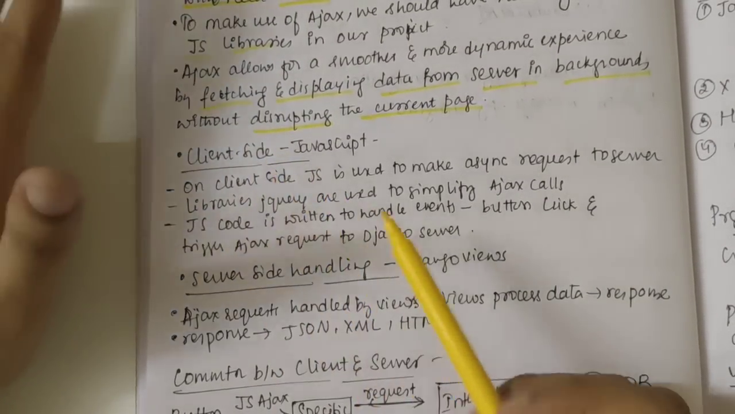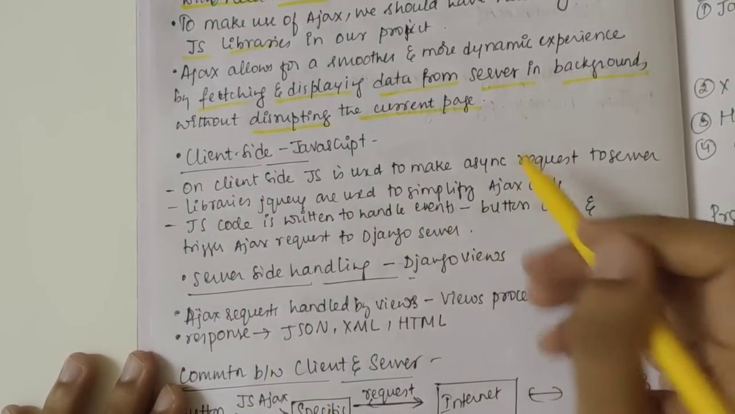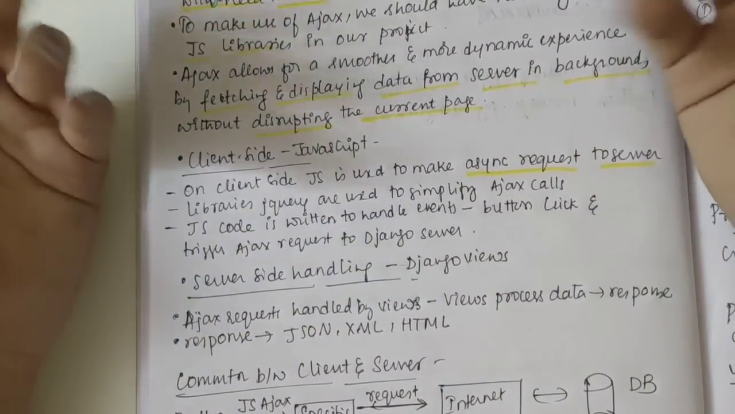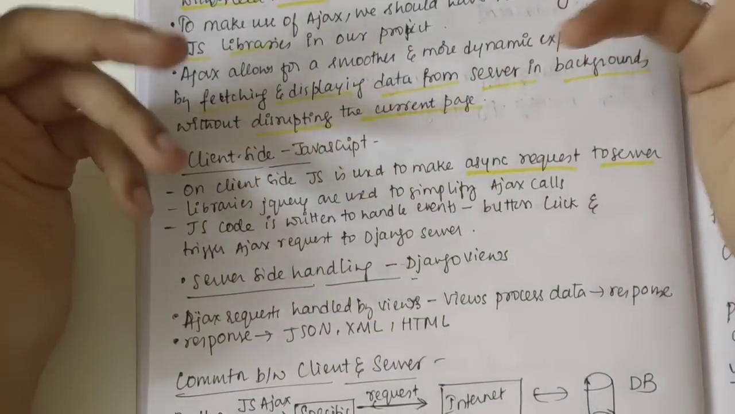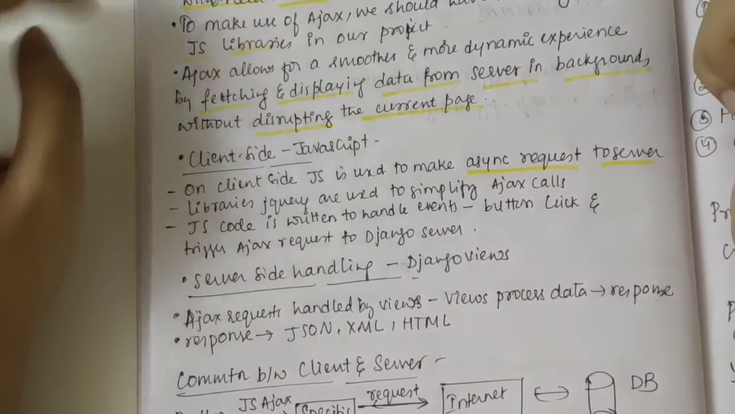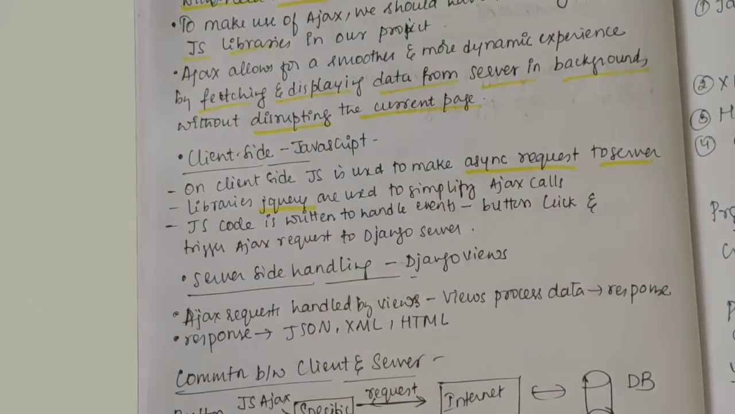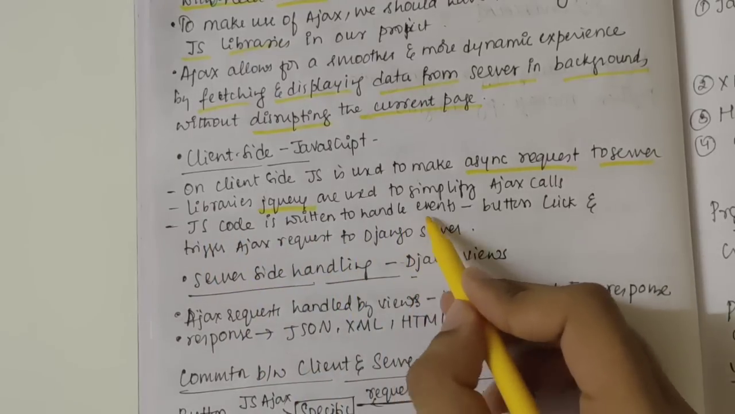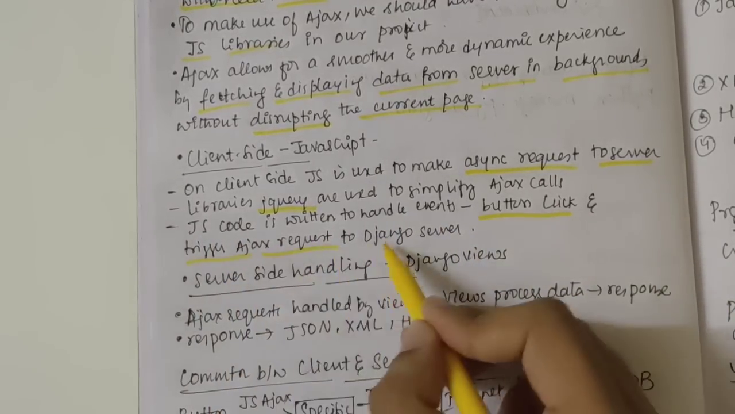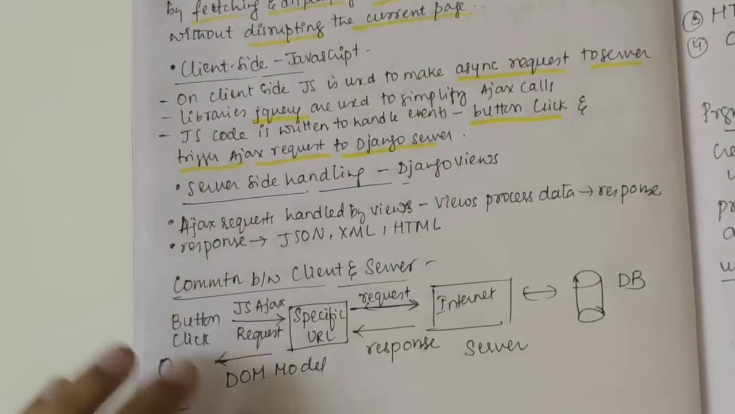So on the client side we have JavaScript. That is, on the client side, JavaScript is used to make asynchronous requests to the server. On the client side, we are the ones who are accessing the web page, or accessing any particular detail from the web page. So we make use of JavaScript here. Libraries like jQuery are used to simplify Ajax calls. JavaScript code is written to handle the events, that is, when I click the button, what has to happen, or trigger an Ajax request to the Django server and so on. This was about the client side of Ajax.